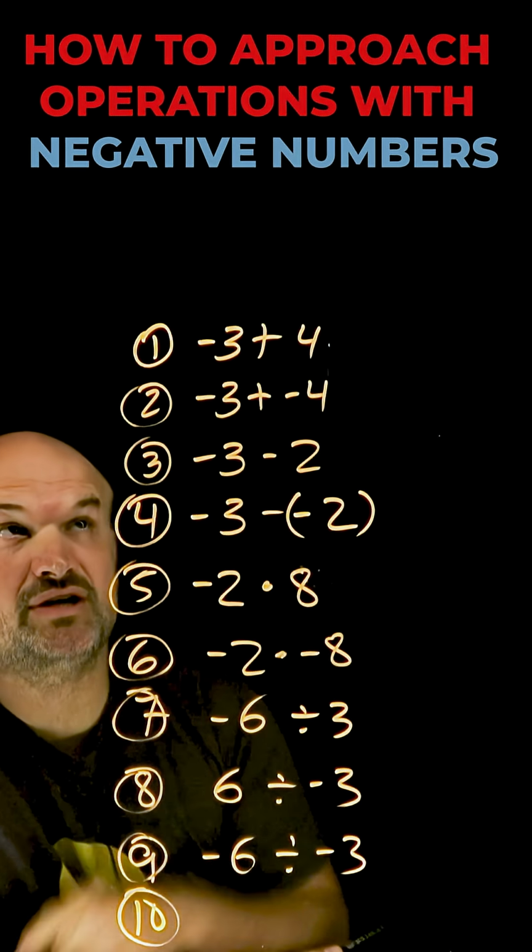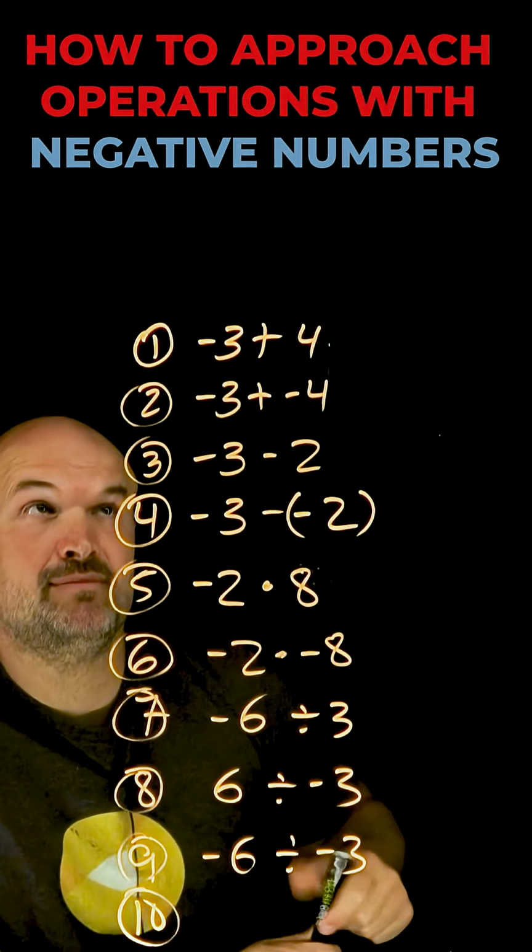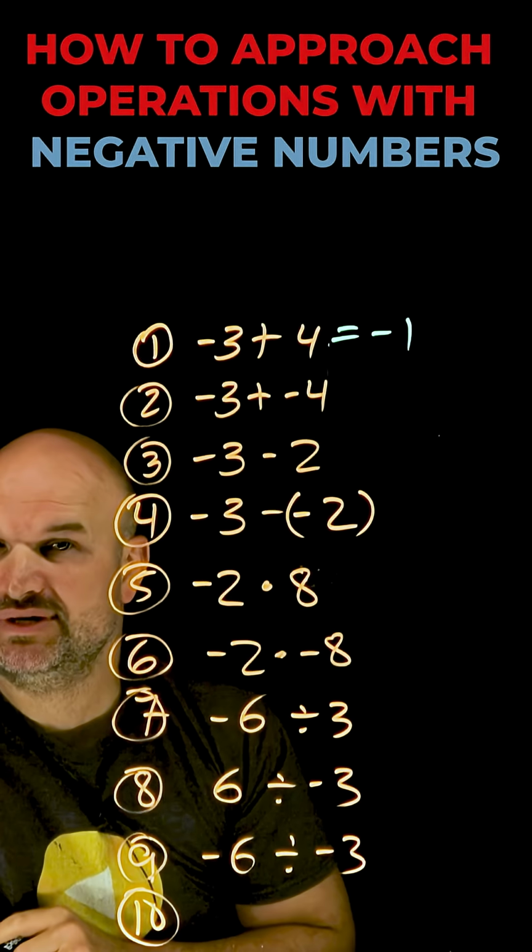Here's how to approach these 10 questions. -3 plus 4. I owe you $3, but I have $4 in my pocket. I now owe you -$1.